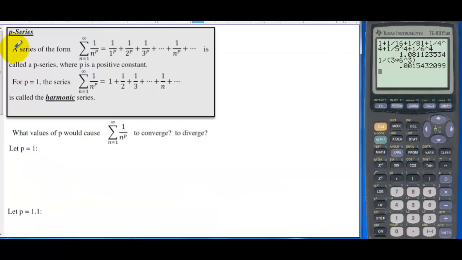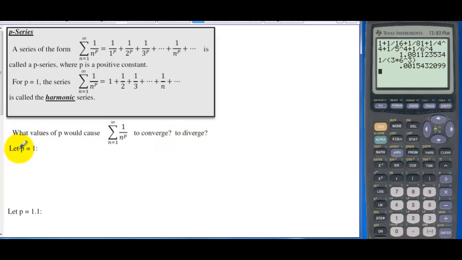P-series. A series of the form, sum from 1 to infinity of 1 over n to the p, that's equal to 1 over 1 to the p, 1 over 2 to the p, 1 over 3 to the p, and so on, is called a p-series where p is a positive constant. For p equals 1, the series n equals 1 to infinity of 1 over n to the p is equal to 1 plus 1/2 plus 1/3 plus 1/4 plus 1/5. This is called the harmonic series. What values of p would cause this series to converge and to diverge?